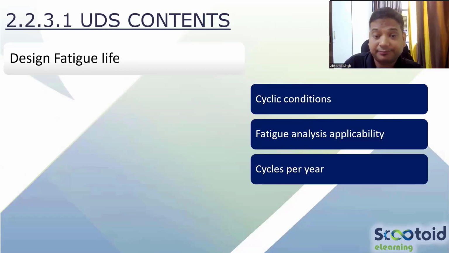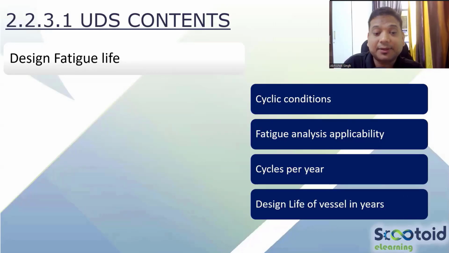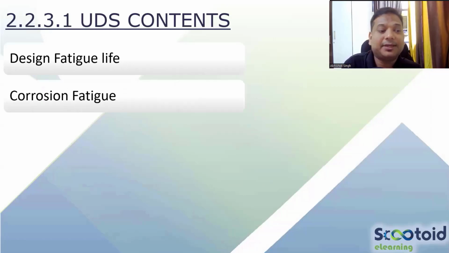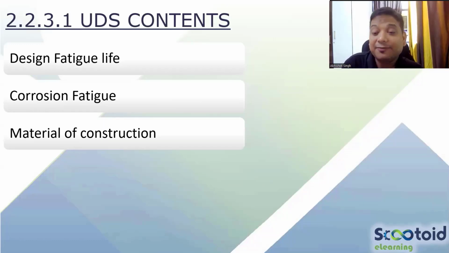Cycles per year, because that will give you the number of cycles multiplied with the total design life. So if fatigue is there, then you need to provide these inputs. If corrosion fatigue is there, corrosion fatigue is also one case where the modification factor Fe shall be specified. Okay.